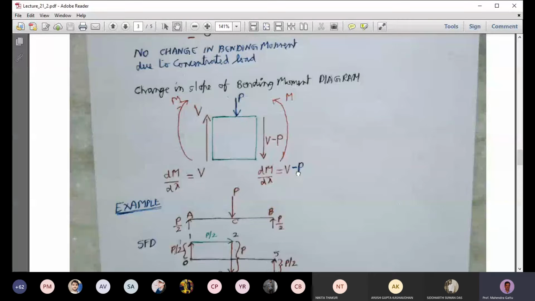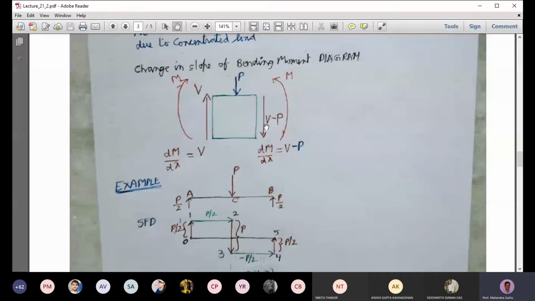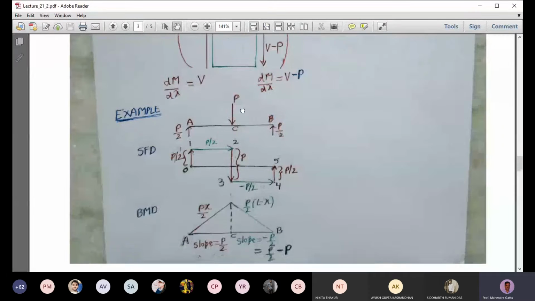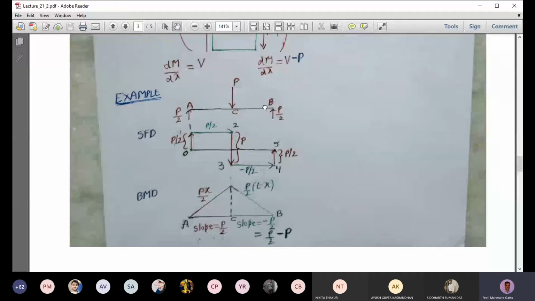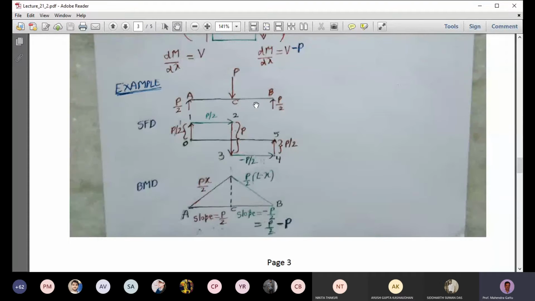Okay, so let's look at this concept of concentrated load, again with a simply supported beam subject to a point load. We have the center downward force P acting, and then we have P by 2 reactions. We already know the shear force diagram: P by 2 between A and C, and minus P by 2 from C to D.